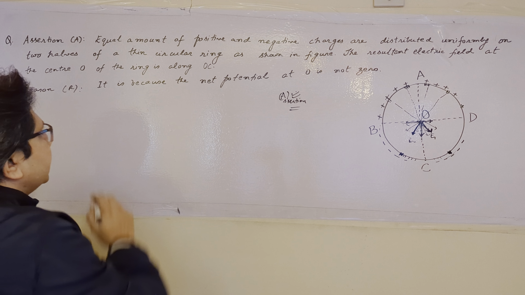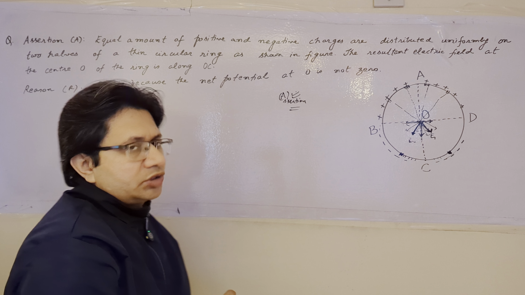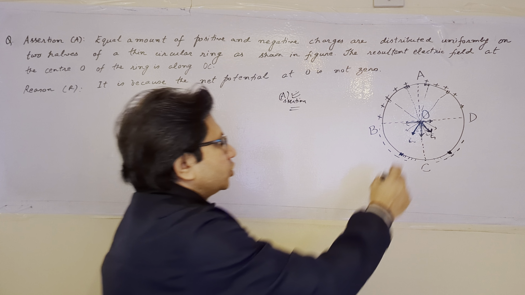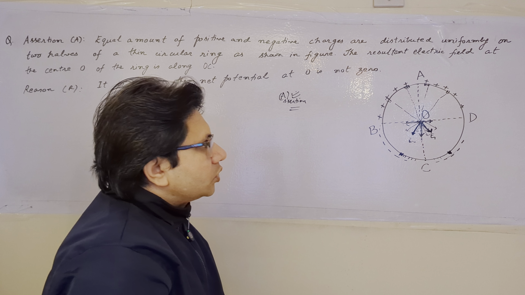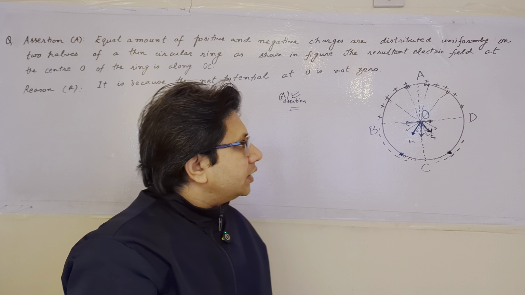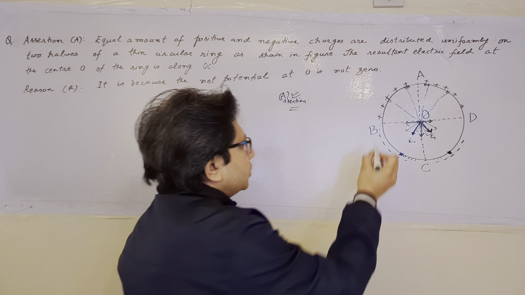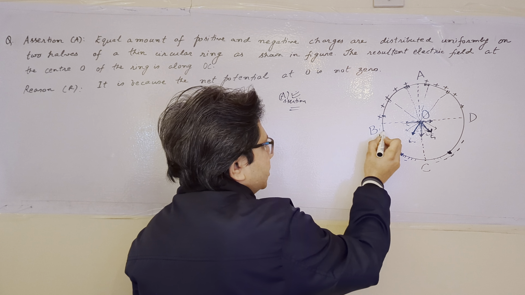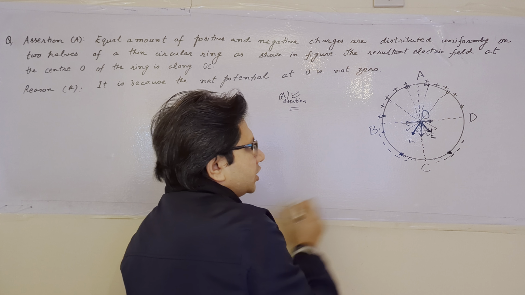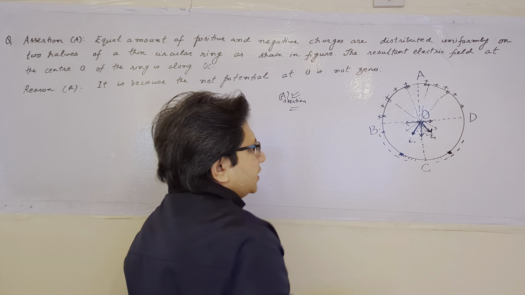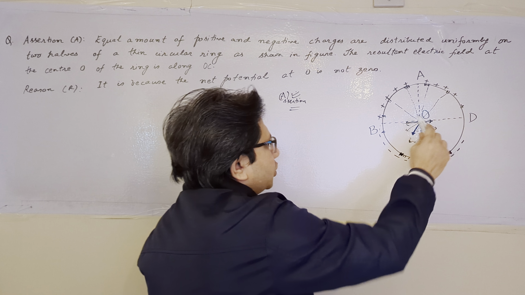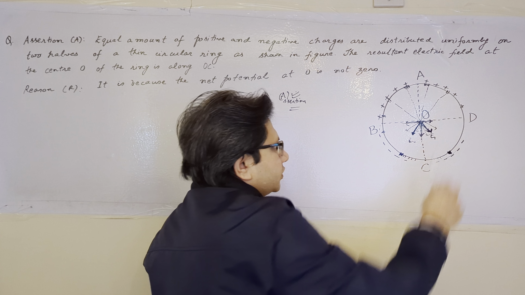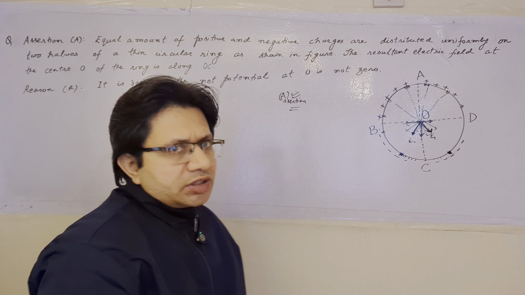The reason is given as: it is because the net potential at O is not zero. The reason is totally wrong because the net potential at O is zero, because potential is a scalar quantity and it depends upon the charge. Suppose we take a small charge here; corresponding to this charge there is an equal and opposite charge here, and at the center the net potential becomes zero because the total positive charge is equal to the total negative charge. So in this way potential is zero.